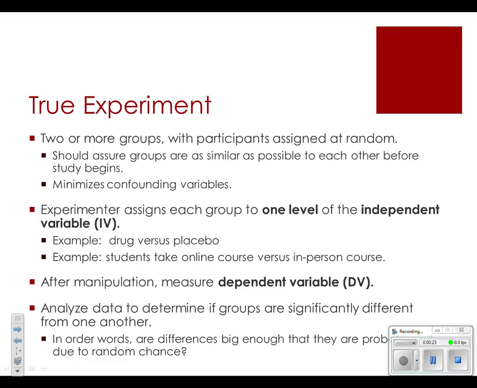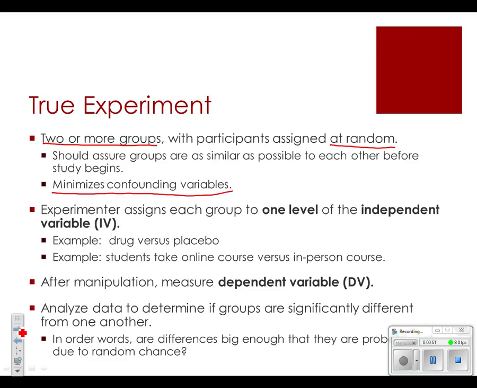For a true experiment, you have to have two or more groups with participants assigned at random. The reason we assign them at random is to assure that the groups are as similar as possible to each other before the study began. It does that because random assignment is the best way to minimize confounding variables.